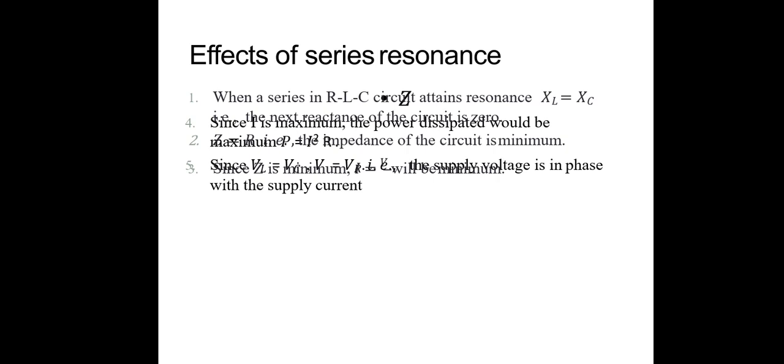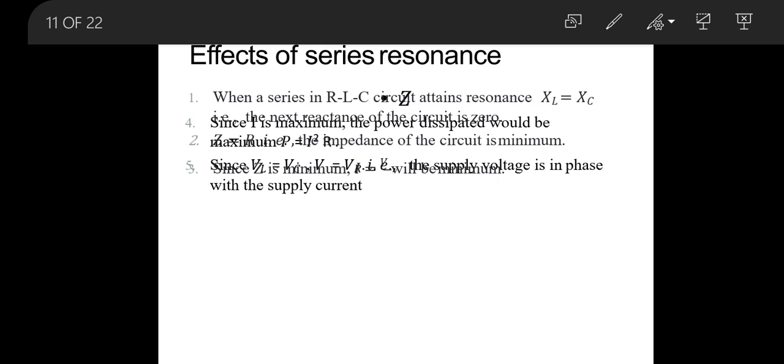That means that when a series RLC circuit attains resonance, the condition is XL equal to XC, right? Since it's a maximum, the power dissipation would be maximum here, and the impedance of the circuit is a minimum. Already know that, since VL and VC cancel, this is in phase with the supply current.